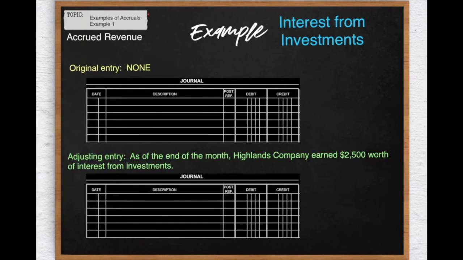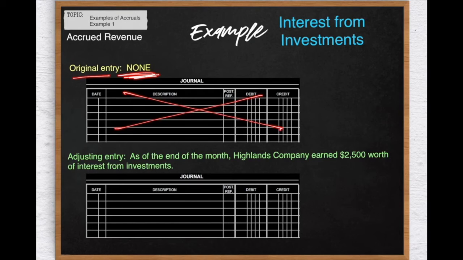And remember, there are two types of accruals: accrued revenue and accrued expense. Let's go over an example of accrued revenue. Our example deals with interest from investments. The company made some investments, and interest was earned on those investments, but we haven't received it yet. Do we have an original entry? None, because accruals do not have original entries.